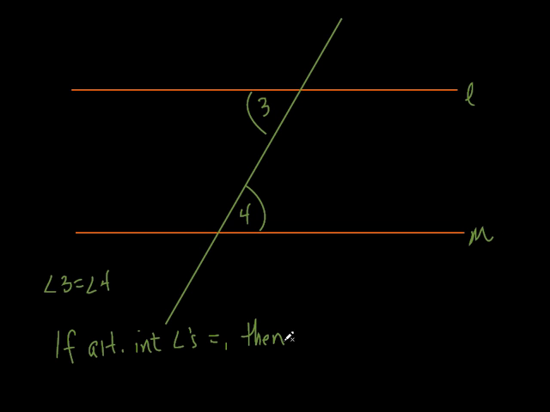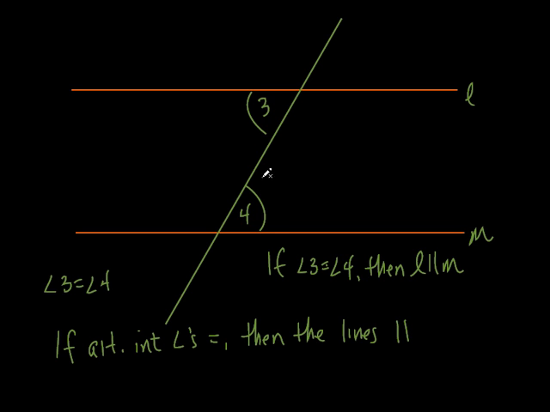So if the alternate interior angles are equal, then the lines are parallel. I'll just do it like that. So if you wanted to put those numbers in, we could say this: if angle 3 equals angle 4, then what must be true? Line L must be parallel to line M. So if I know that those two are equal to each other, I can say right off the bat that if the alternate interior angles are equal, that must mean that the lines are parallel.